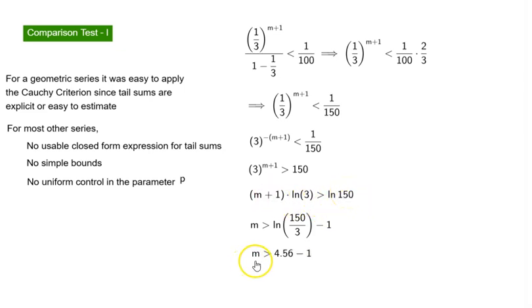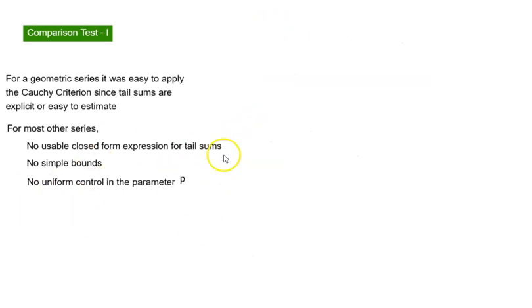So we would have got m is greater than 4.56 minus 1, which is m is greater than 3.56. Since we are interested in integers, that is m is greater than or equal to 4. So this is much more systematic, instead of trying out one by one all the values of m. Now to simplify it further, we have other methods.